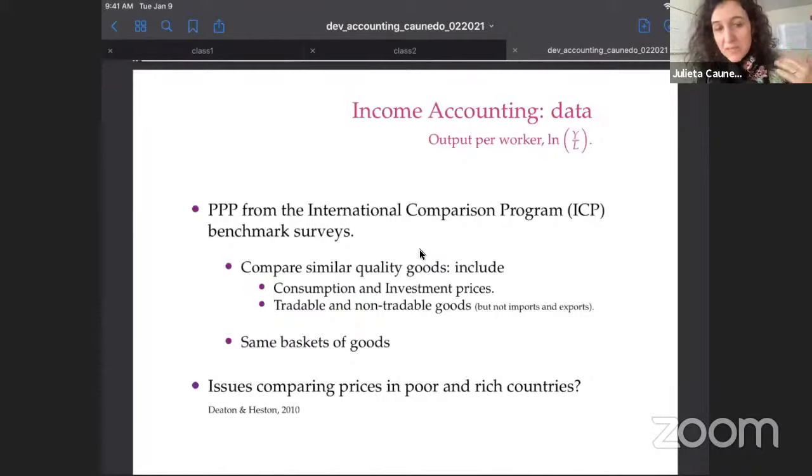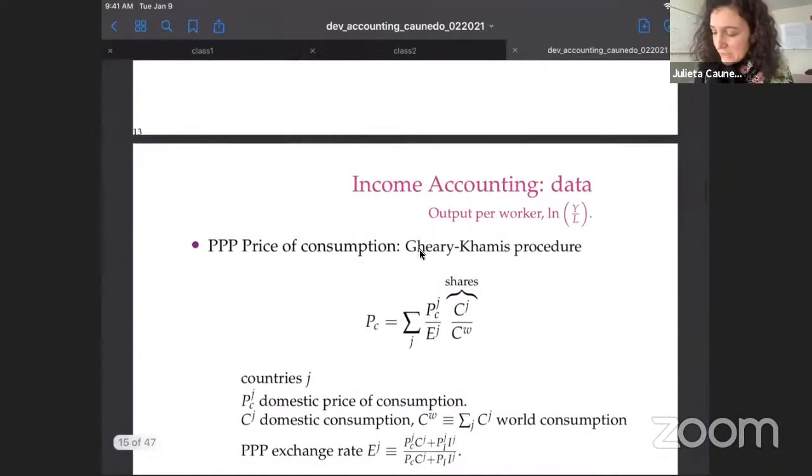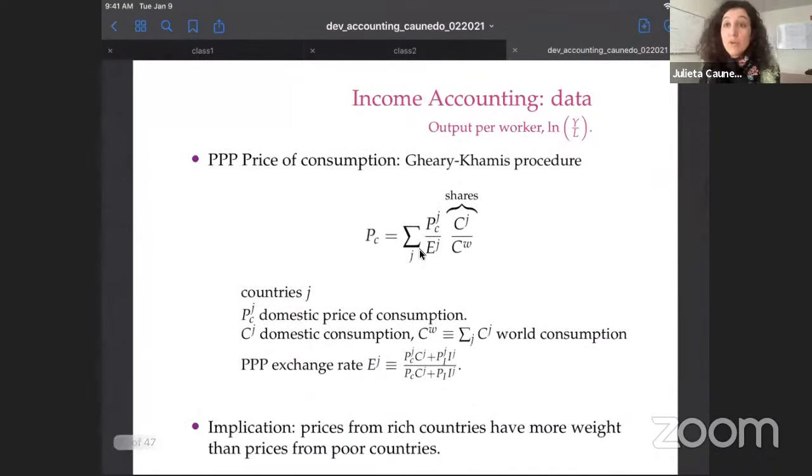if you're interested in the issue of comparing prices across countries, I think the paper by Deaton and Heston is a good reference to think about this. Now, how is the PPP price constructed? Just so we have an idea of what we are actually doing when we deflate using PPP prices instead of exchange rates. The basic idea is that if we use the exchange rate, we're only pricing goods that are tradable, okay? Whereas if you use the PPP prices, you are really comparing the same bundle of goods across countries. Why is that important? I'll tell you in the next slide, okay?